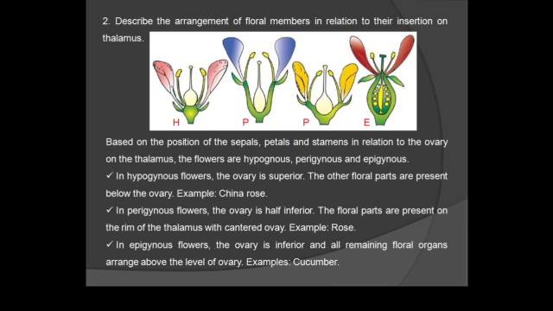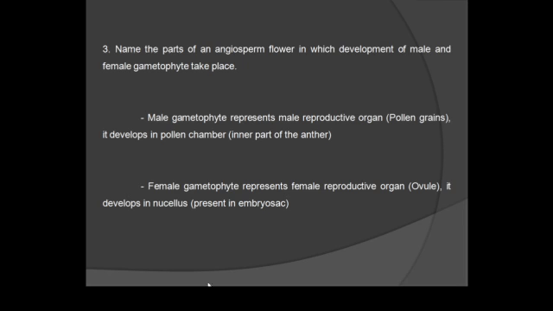So the next question is a very simple question, that is, name the part of the angiospermic flower in which development of male and female gametophyte take place. Here the male gametophyte represents the male reproductive organ, that is pollen grains, and it develops in the pollen chamber. The pollen chamber is present in the inner part of the anther.